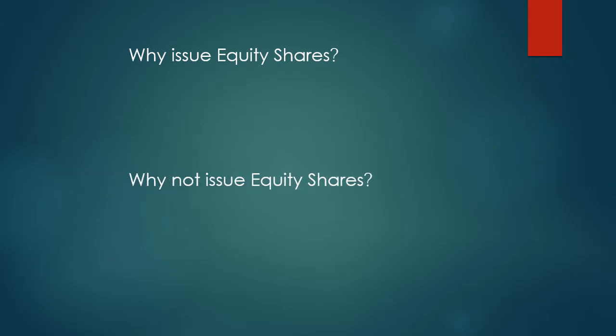Let's discuss the advantages and disadvantages of making a public issue. Why issue public shares? And why not issue public shares? The first reason why we should go for a public issue is that there is no burden of interest payment. If a company raises debt, it has to pay regular interest, which are a legal obligation on the company. If the company fails to pay interest on time, there could be serious consequences. In case of equity shares, the company has to pay dividend, which are not a legal obligation. Company can decide to pay dividend if it has surplus income.